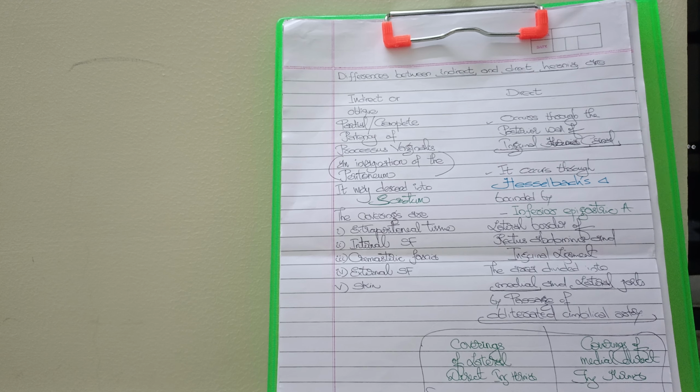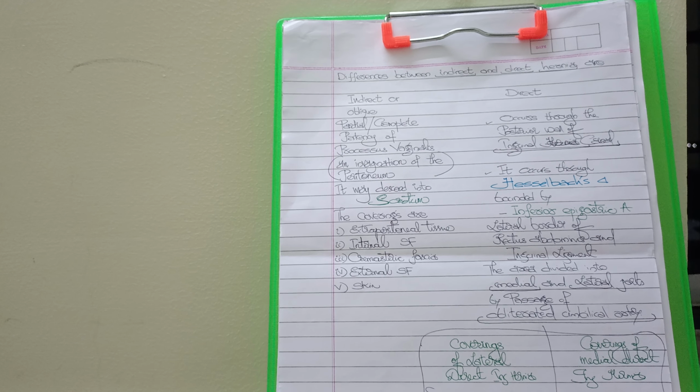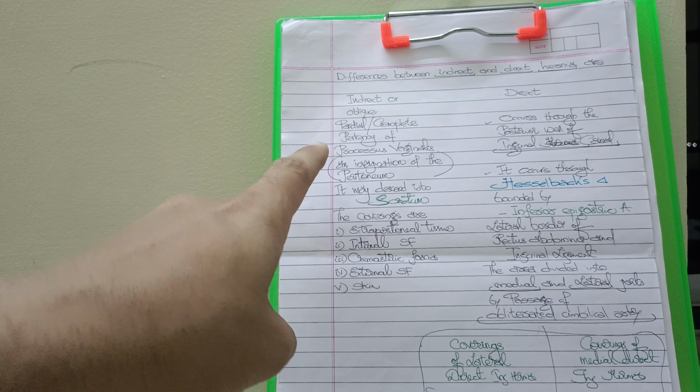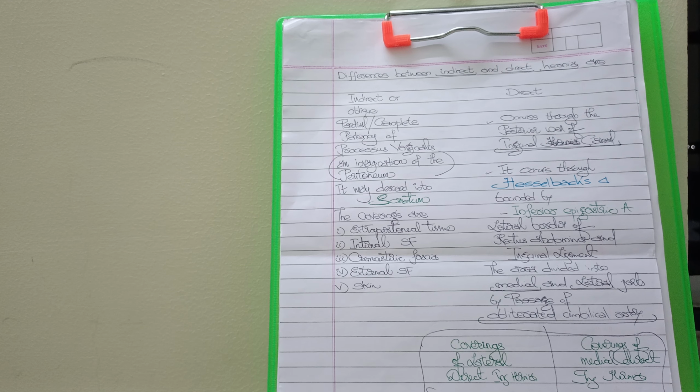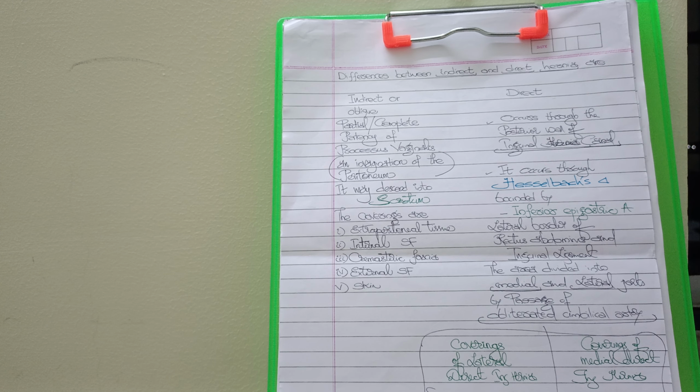The next one is the direct. The direct hernia occurs through the posterior wall of inguinal canal. The first one occurs like this, with partial or complete patency of processus vaginalis and invagination of the peritoneum, whereas the direct inguinal hernia occurs through the posterior wall of inguinal canal.